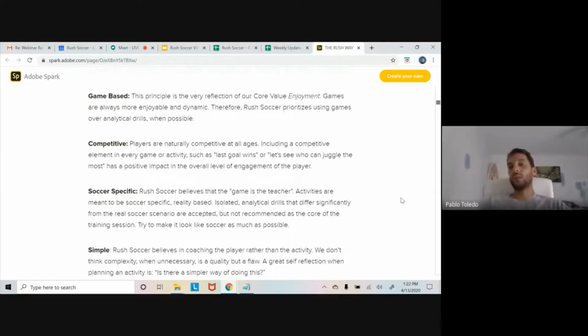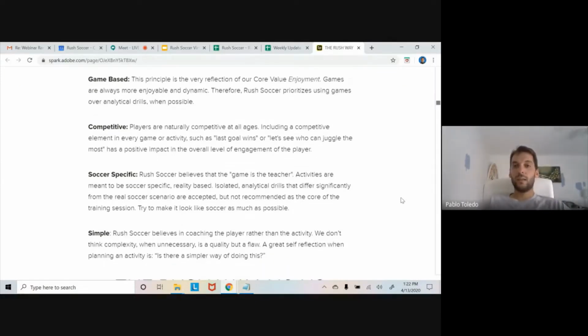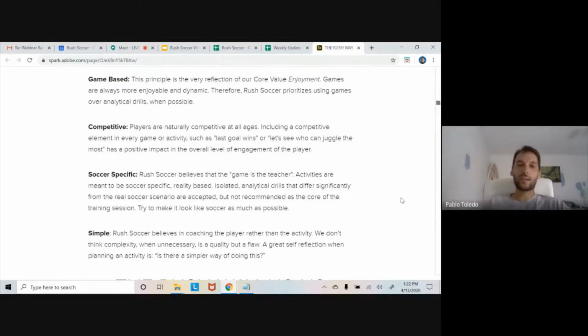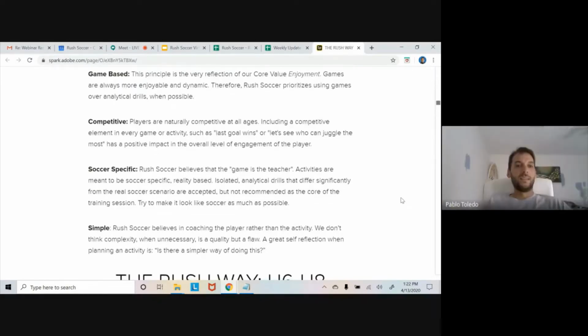Exactly. That's why if you add a competitive element to any activity at any age, the players are always more engaged. It's because it's normal. They like competing everywhere. That's right. You play football, you like competing. It's fun. Then we say it's soccer specific, which is basically what we believe, that the game is a teacher.